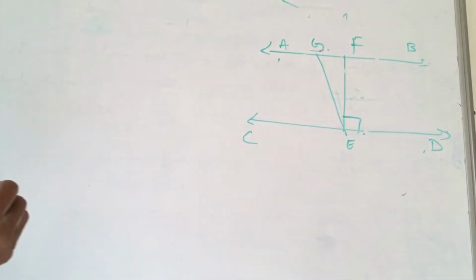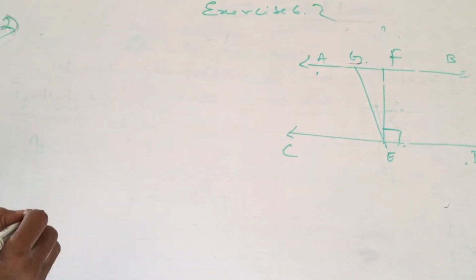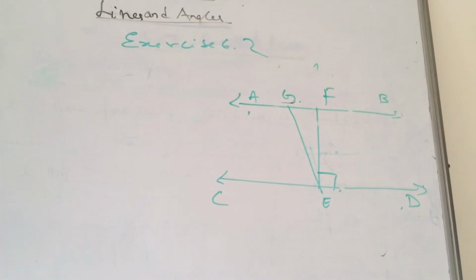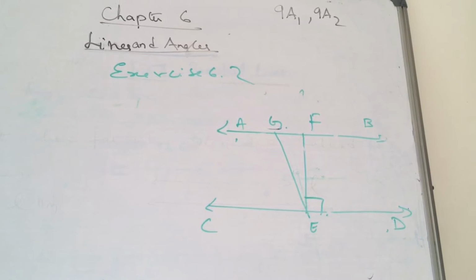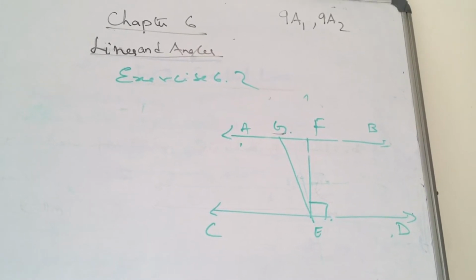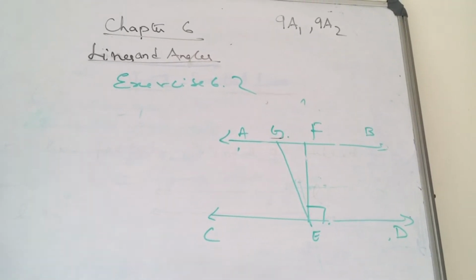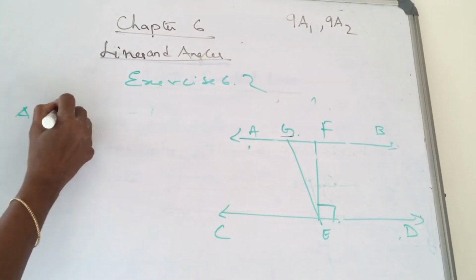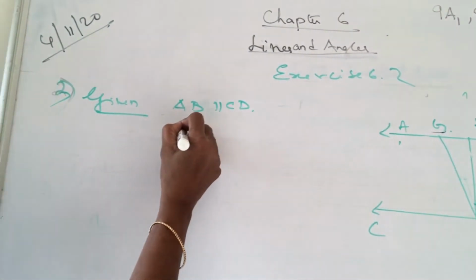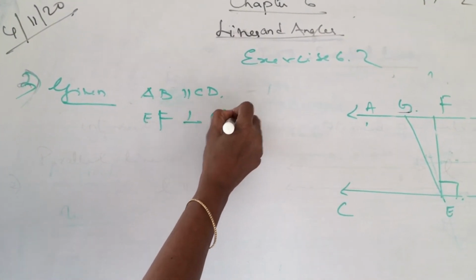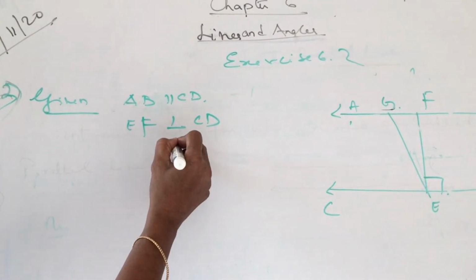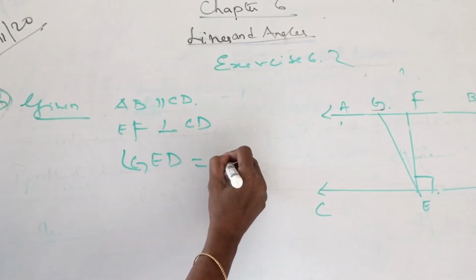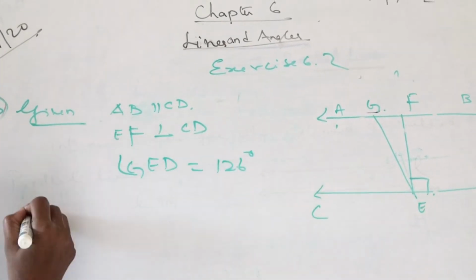In the figure, if AB is parallel to CD and EF is perpendicular to CD, angle GED is equal to 120 degrees. Solve the following. AB parallel to CD. EF perpendicular to CD. Perpendicular means what is the angle made? 90 degrees. Angle GED is equal to 120 degrees.